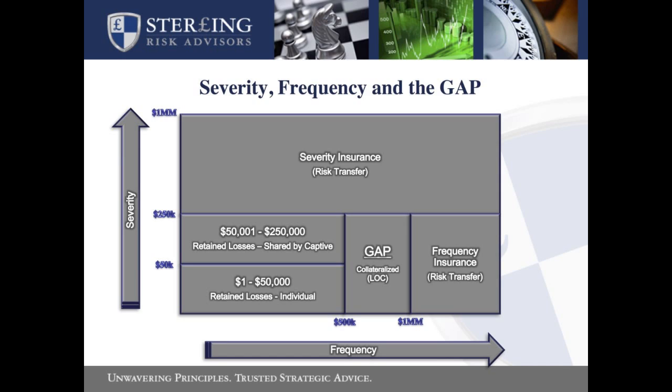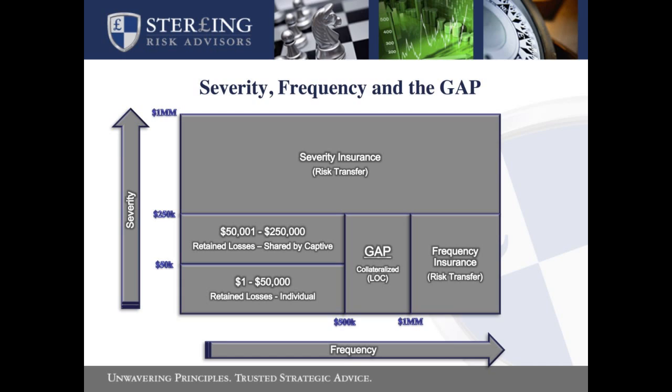Most of the group captives will have what they call an A fund, B fund. The A fund being the losses, the individual losses that are retained by the insured. And then above that, let's say between 50 and 250 is the losses shared within the group. And then they'll buy real insurance above that, say above 250.